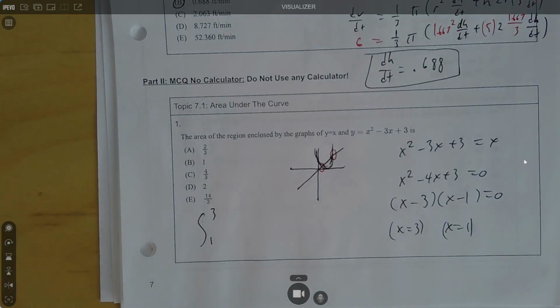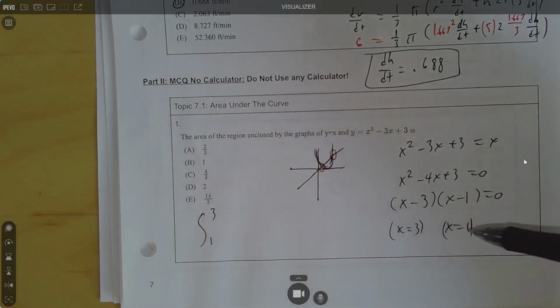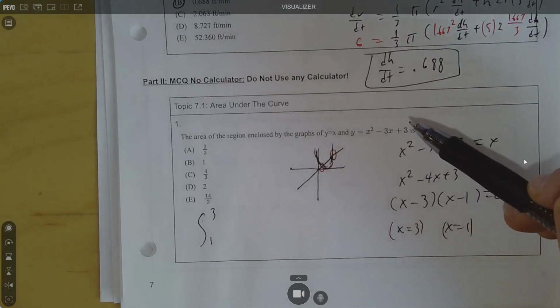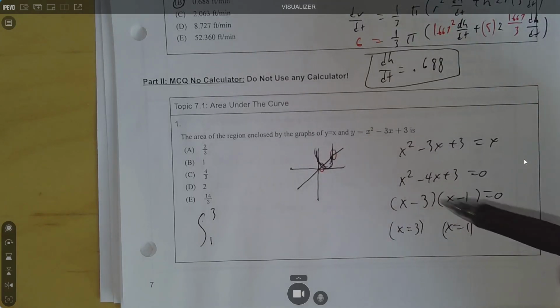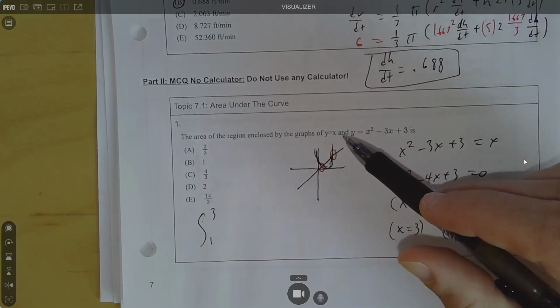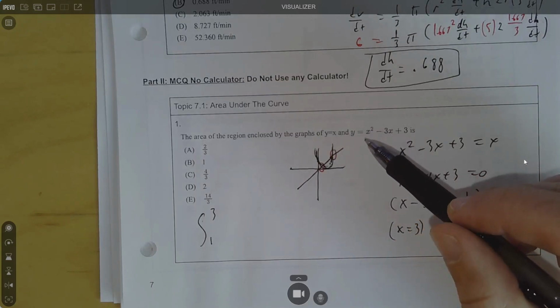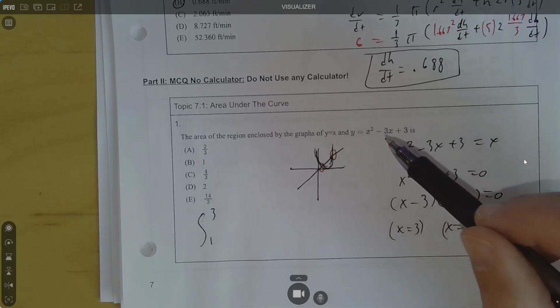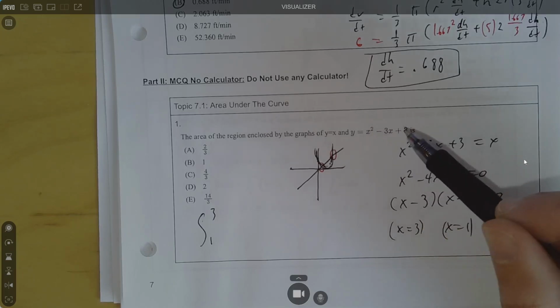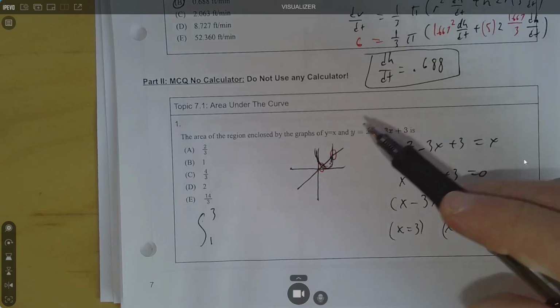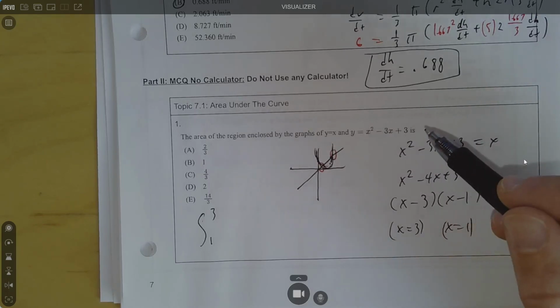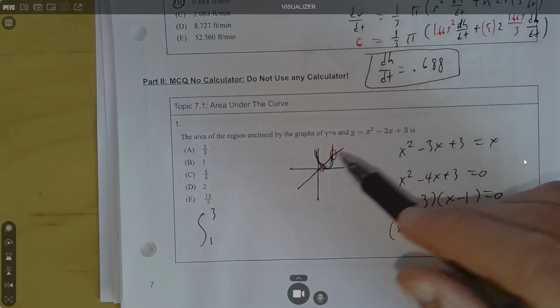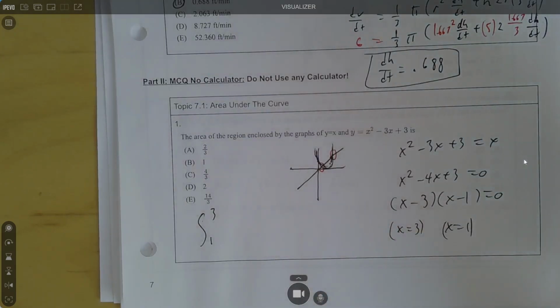This is where there's another question, which is, okay, well, which one's on top here? Which one's going to be on top, which one's going to be on bottom? A way that you can figure that out is by plugging a value between these two into the equation. So a number between 1 and 3 is 2. If I plug a 2 into this one, y equals 2. If I plug it into this one, it's going to be 4 minus 6, that's negative 2. Negative 2 plus 3 is 1. So I can tell you that x is going to be greater than x squared minus 3x plus 3 for this period of time. Does that make sense?